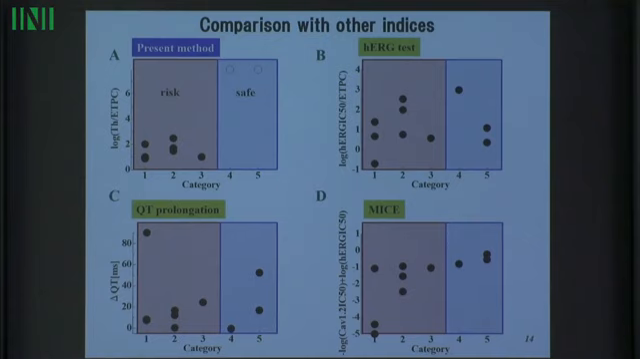This method is fairly good because it can discriminate risk drugs from safe drugs, but we would like to say that the difference maybe is fairly small. But it is clear our method can discriminate risk drugs from safe drugs.